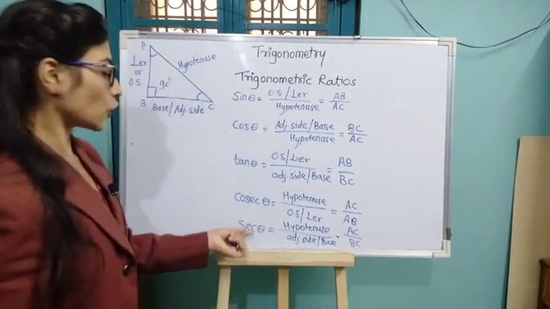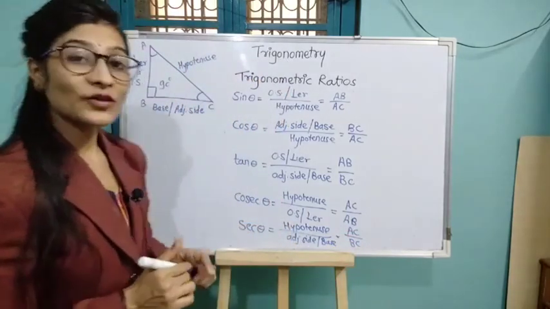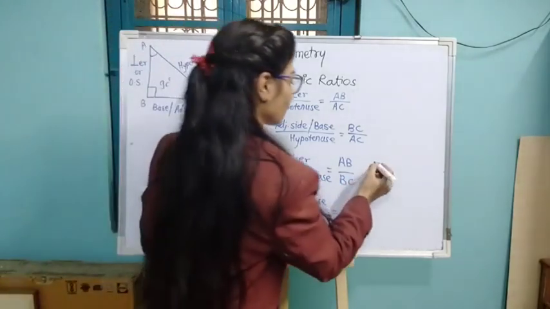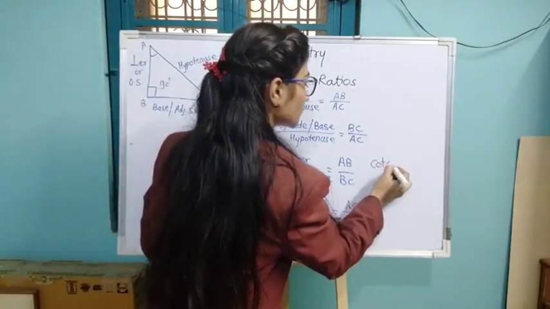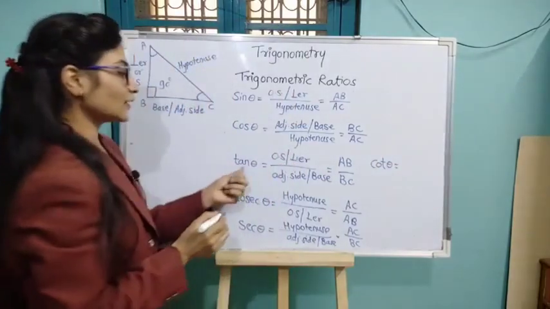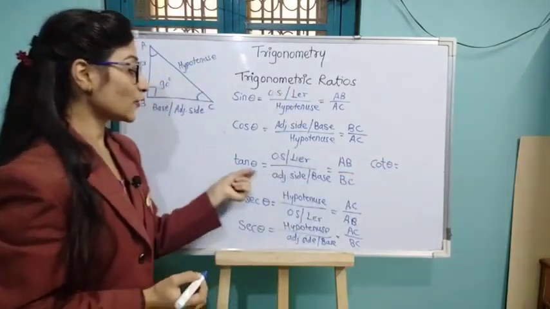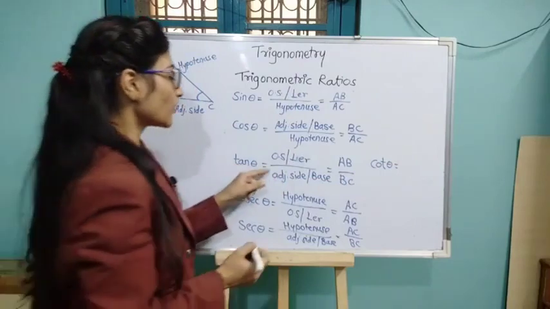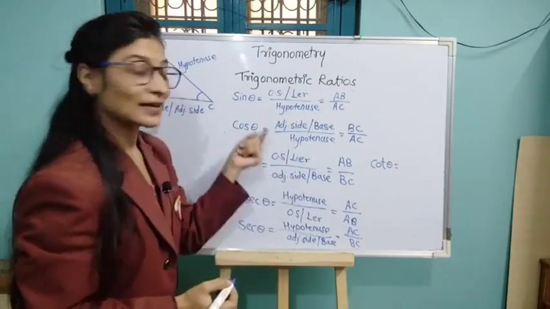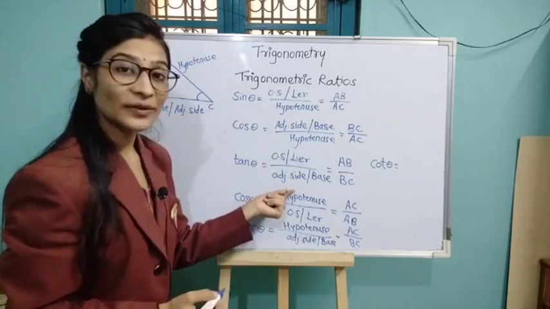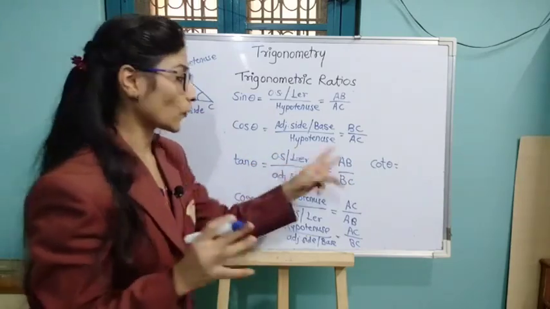So in this way we got the ratio for sec theta. Now the last trigonometric ratio is remaining, that is cot theta. This cot theta is exactly opposite to the tan theta, meaning cot theta is the reciprocal of tan theta. So if we take the adjacent side at the numerator place and the opposite side at the denominator place, then we will get the ratio of cot theta.